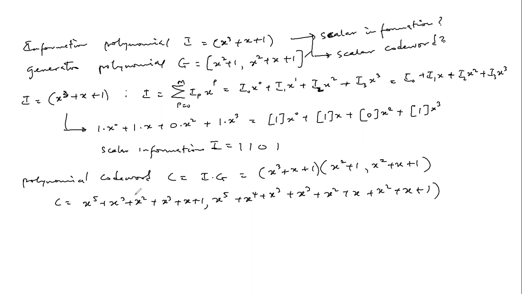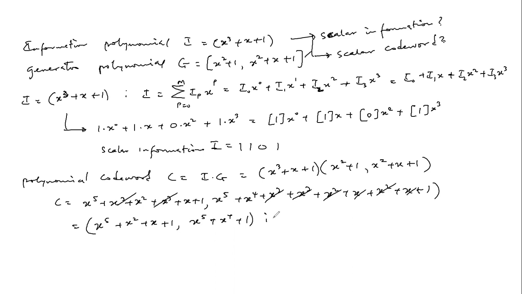So by modulo 2 addition, x cubed will truncate x cubed, x cubed will truncate x cubed, x squared will truncate x squared, x will truncate x, so that we have x to the power 5 plus x squared plus x plus 1, comma, x to the power 5 plus x to the power 4 plus 1.